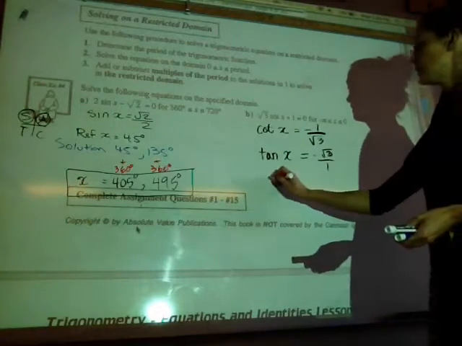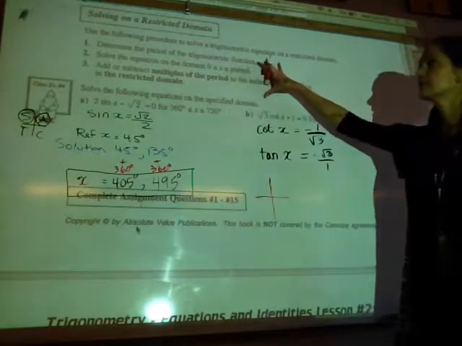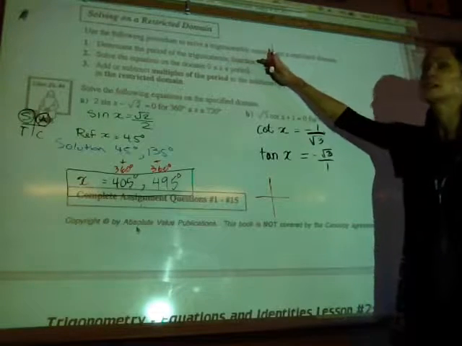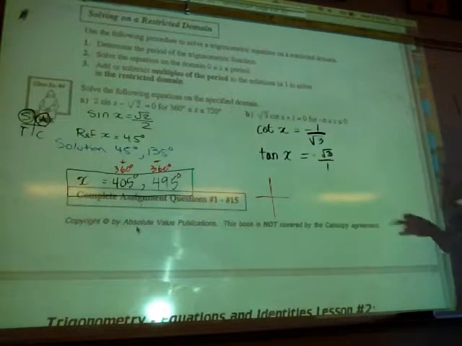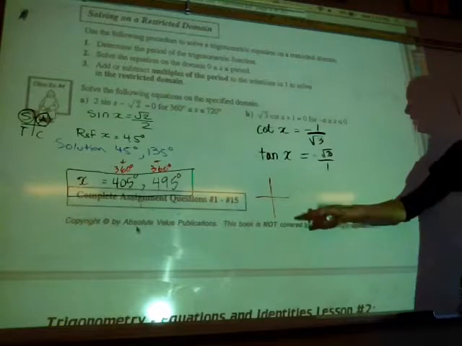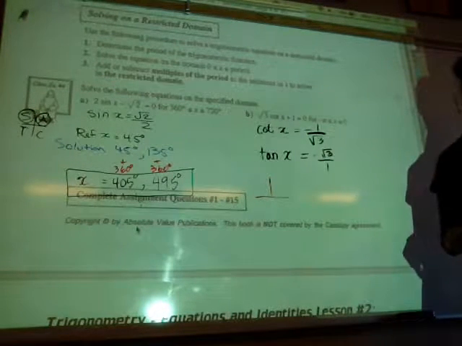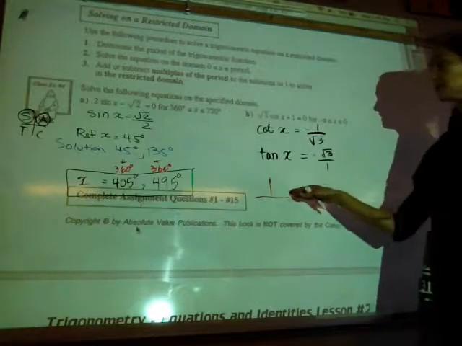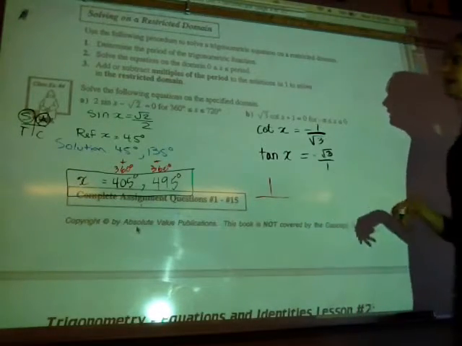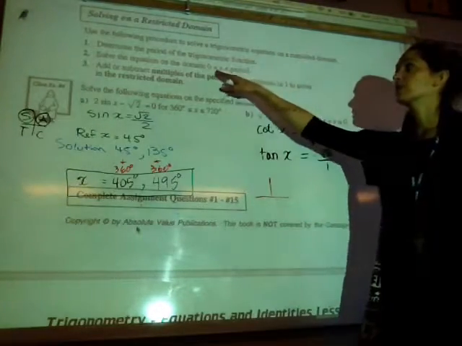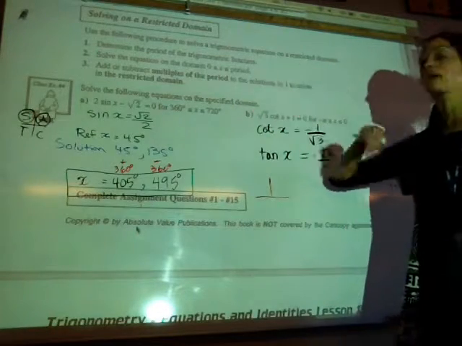So, if we read through the steps here, determine the period of the trig function. What's the period of tan? 180. So I'm not going to even look at quadrants 3 and 4. I'm only going to look at solutions between 0 and pi, or 0 and 180. Then I need to solve the equation between 0 and 180.